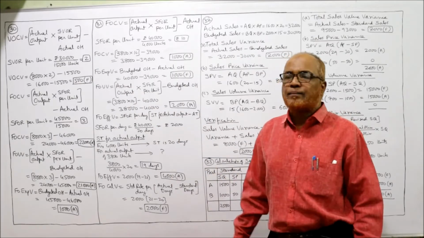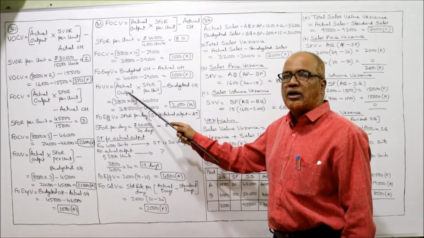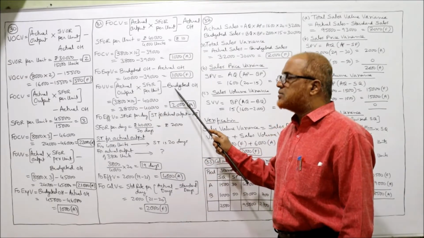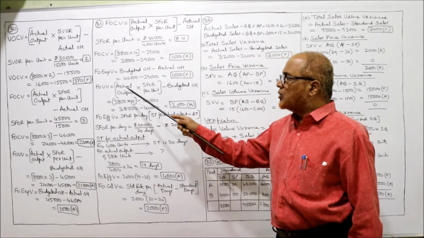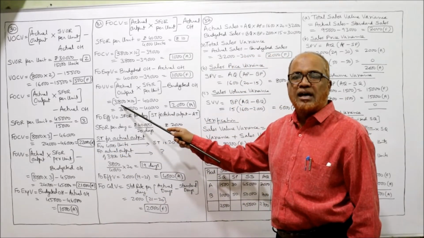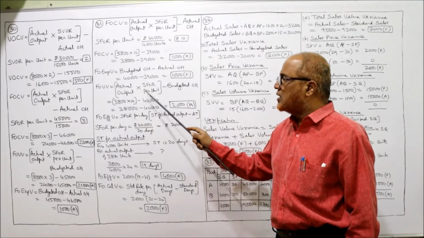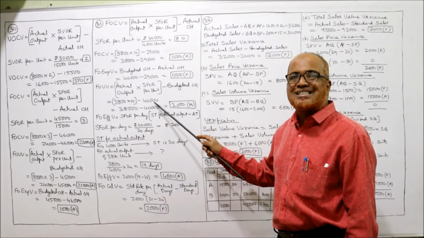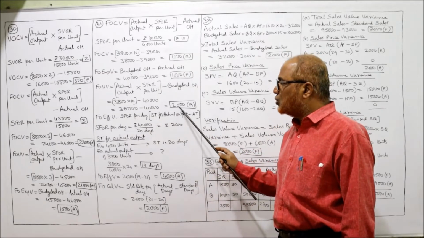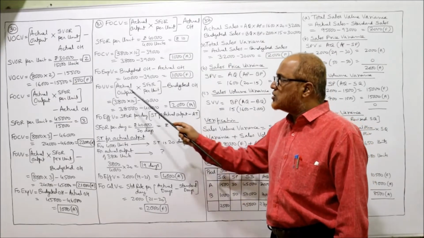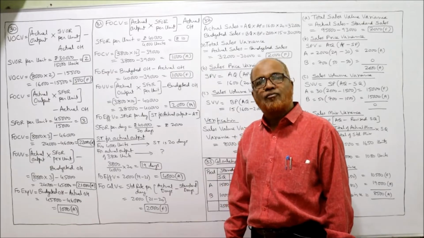Two variances completed. Now fixed overhead volume variance. So actual output into SFOR per unit minus budgeted overheads. Same formula we applied in the previous problem. So actual output 3,800 units, SFOR per unit just now we have calculated 10 rupees. 38,000, minus budgeted overheads. Budgeted overheads are given in the problem, 40,000. So 38 minus 40, 2,000 adverse. What is this 2,000 adverse? Fixed overhead volume variance.